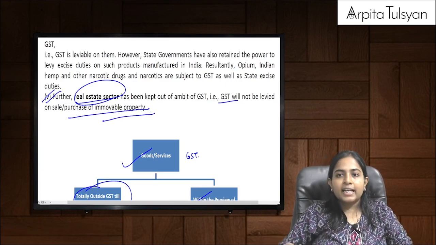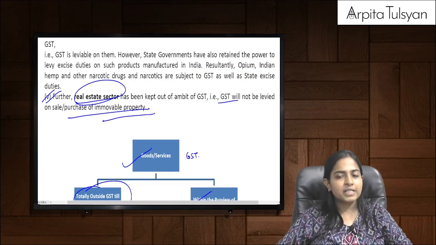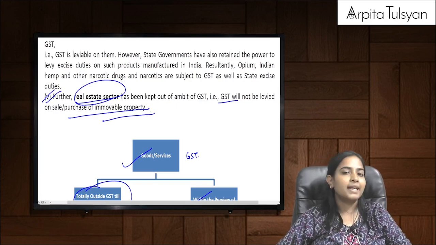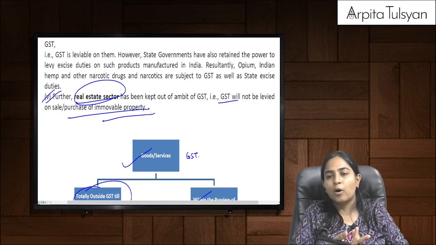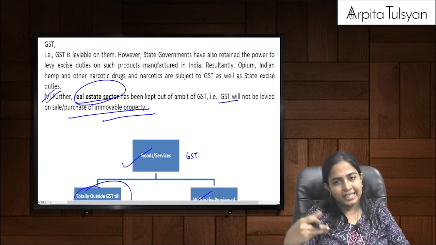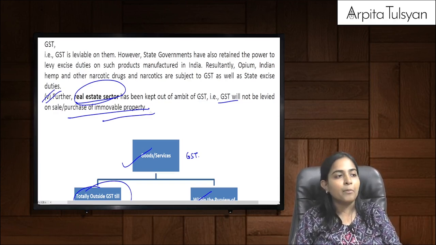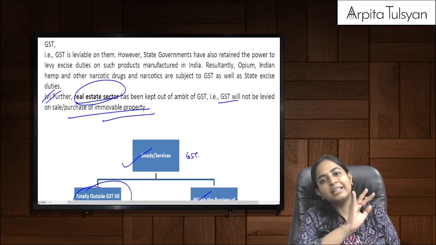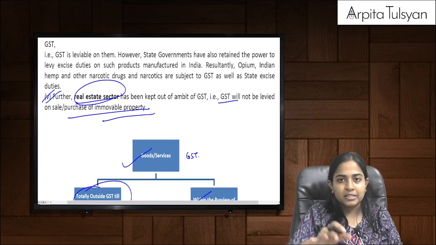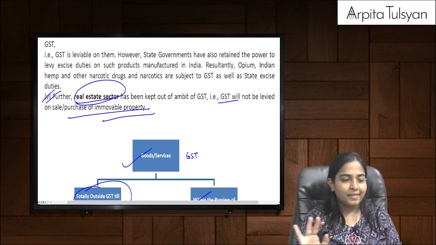Just like they had told, GST is applicable on all goods and services, but GST is not applicable on immovable property. We'll study more about it in the next chapter also. But as of now, just remember that the real estate sector is totally outside the GST for the time being.